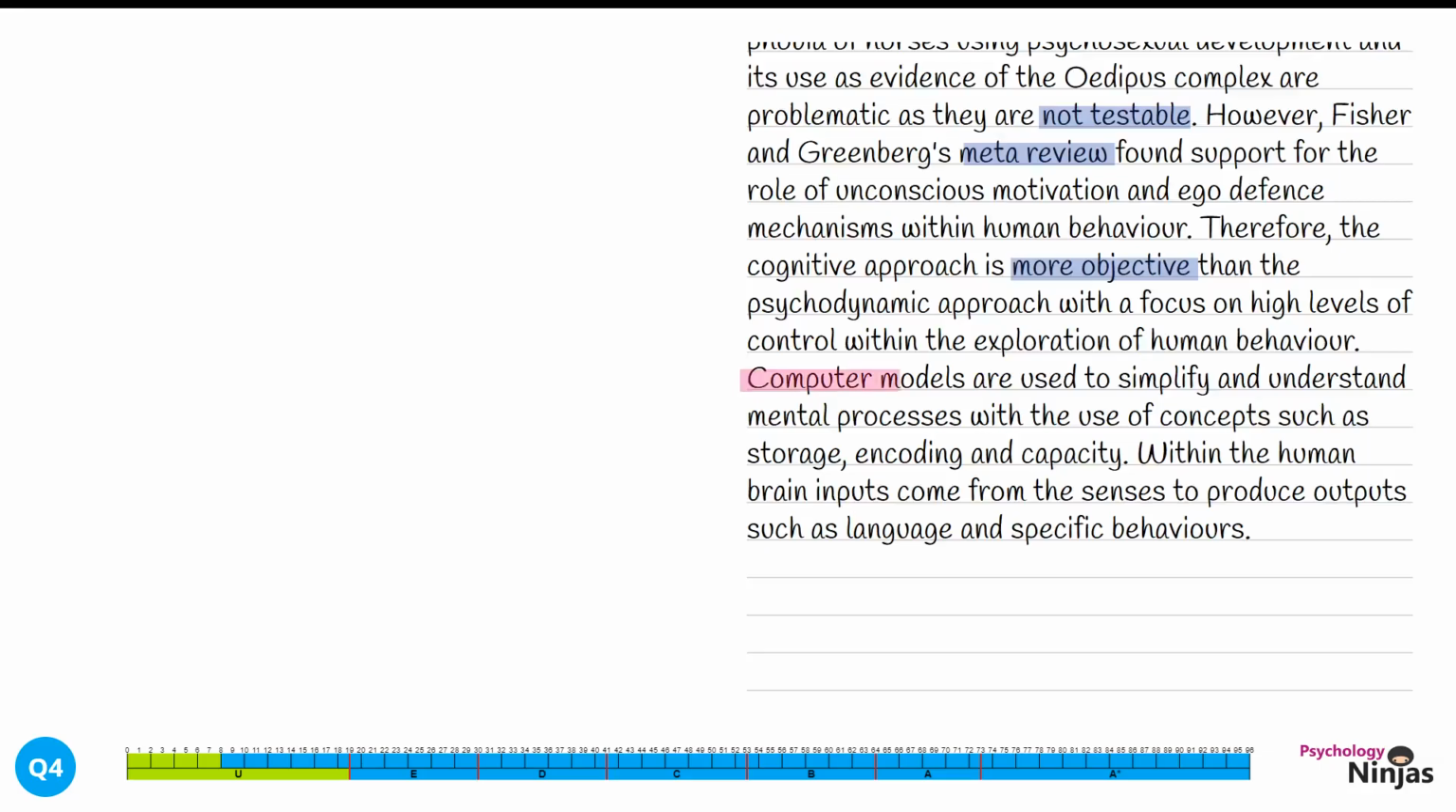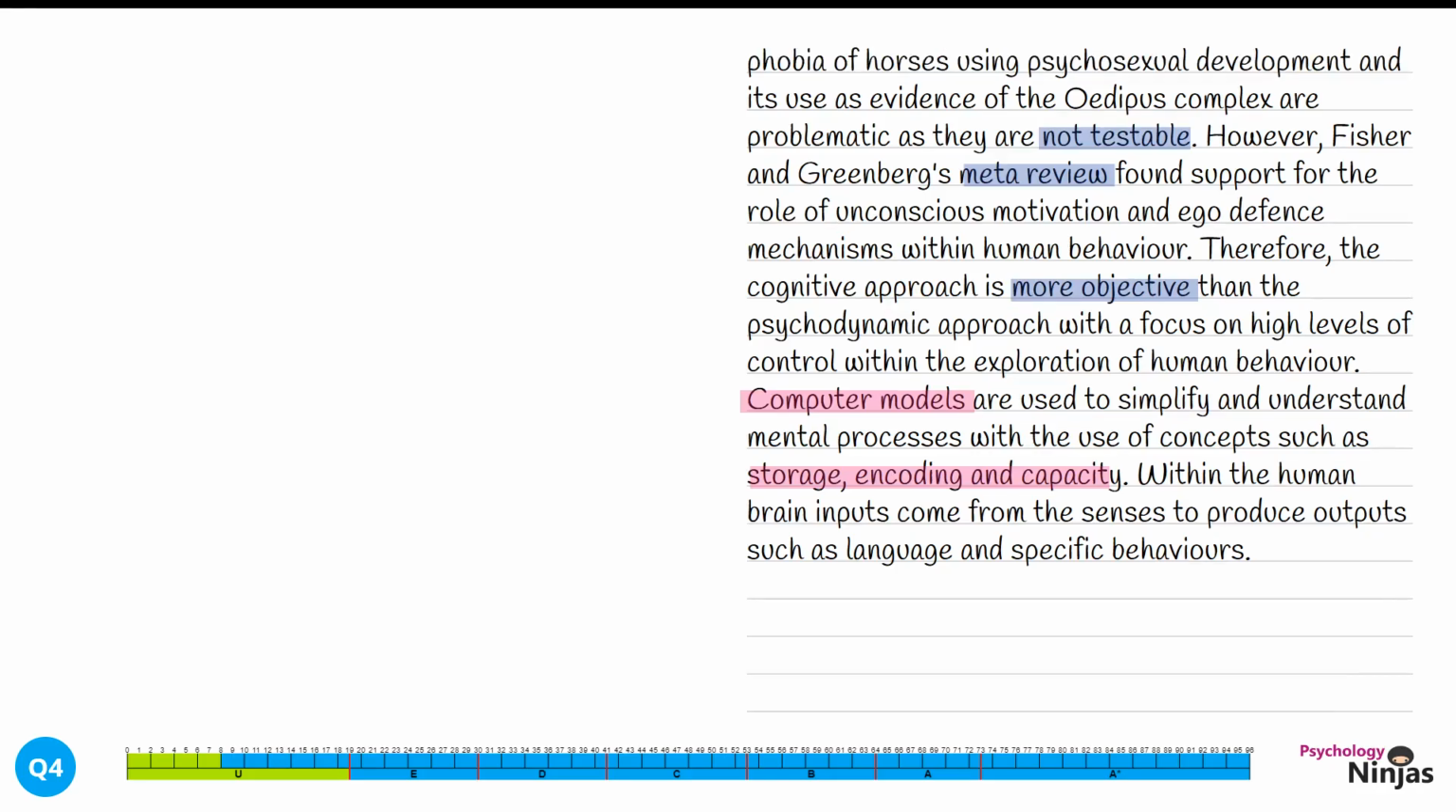We've identified computer models within our discussion of this particular approach. We've said that this has been used in terms of talking about storage, encoding and capacity, and we've given an example of inputs and outputs within the brain. You could compare this to a computer and give examples for inputs and outputs for a computer as well. We're going to return back to our discussion and our comparison between our approaches.